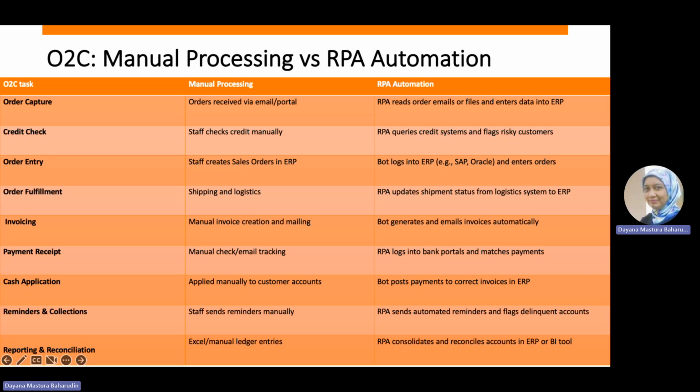Next, order entry. Staff creates sales orders in the ERP. So now bots will actually log into the ERP and enter the orders. Okay. Next, order fulfillment. Manual processing is looking at shipping or logistics. Shipping and logistics will be done by the human. Now we'll ask the robot to update the shipment status from logistics systems to the ERP. Next is invoicing, manual invoice creation and mailing. This is not necessary when you have the robots, and they will generate the emails and invoices automatically.